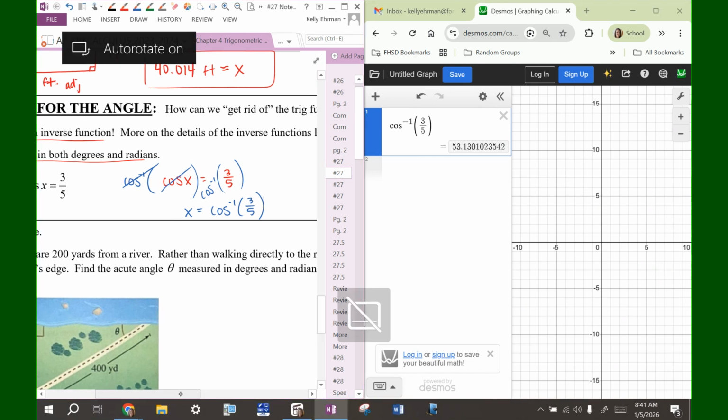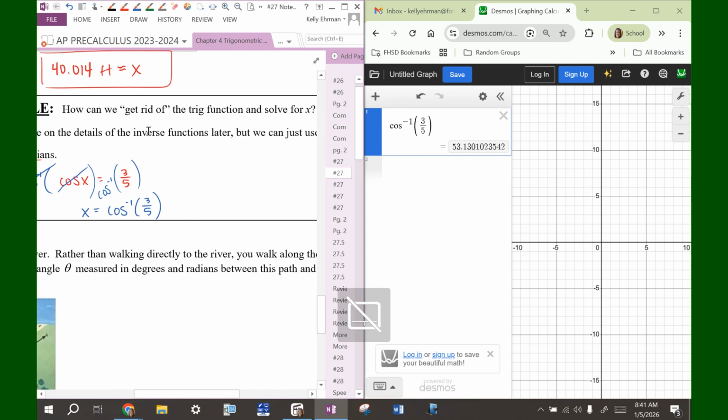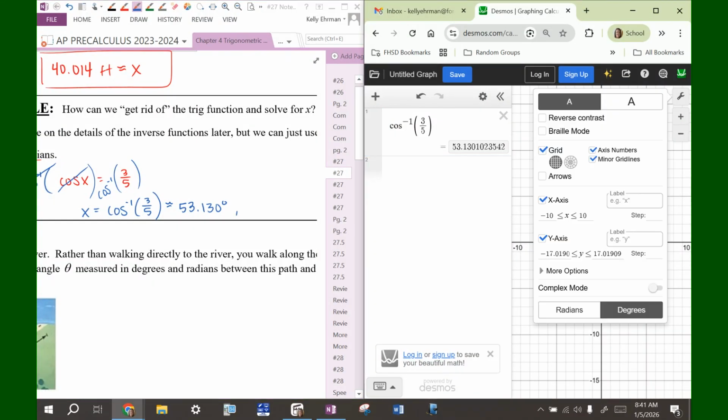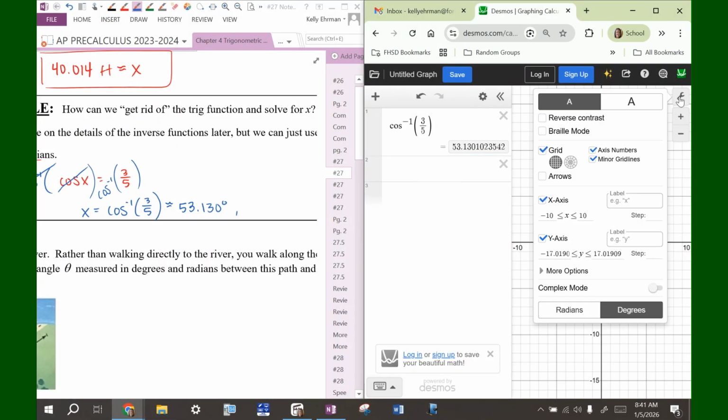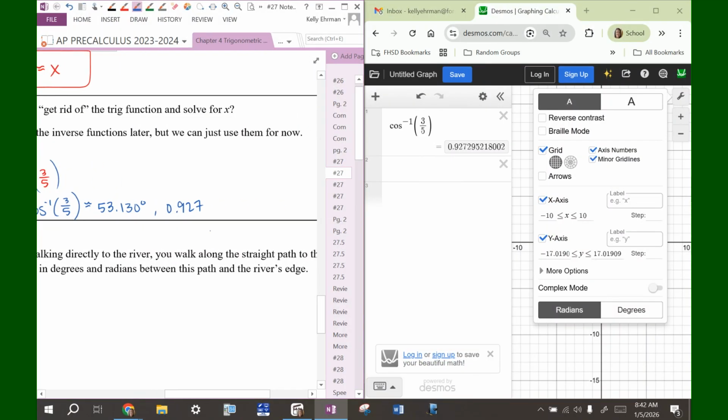So when you type that in, let's make a note of that actually. Let me write this number down first. 53.130 degrees. If I want the answer in radians, which I do, the direction said to do that, I can just switch. See how it just switched? Degrees, radians, degrees, radians. So in radians, it'd be 0.927. And we don't have a label for radians, so I like to just write the word radians if I'm looking at both here.